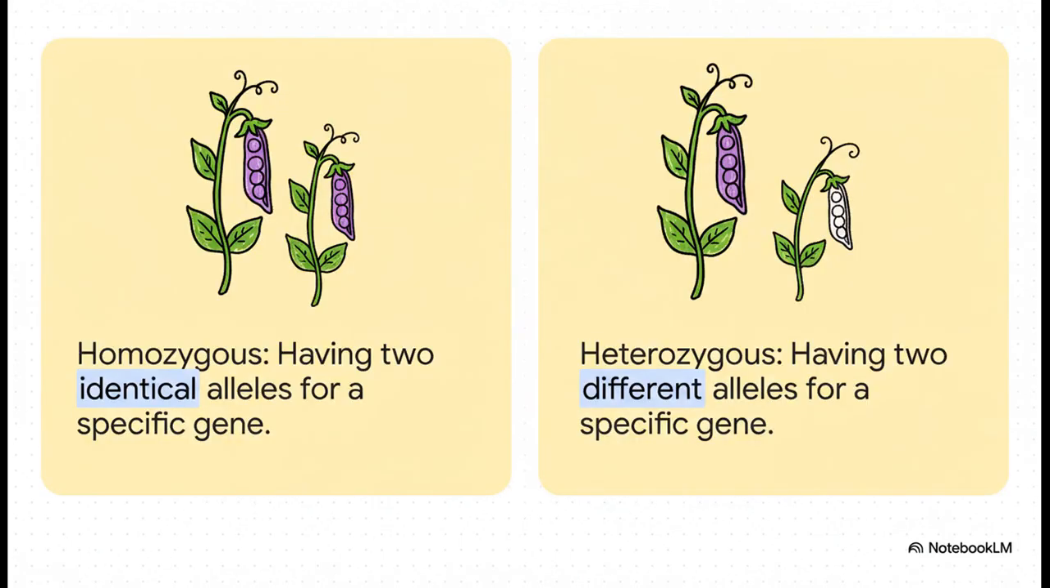Here's some vocabulary you just gotta know. If an organism has two identical alleles for a gene, we call that homozygous. Just think homo for same. But if the alleles are different, it's heterozygous, hetero for different. Getting these two terms straight is absolutely crucial.